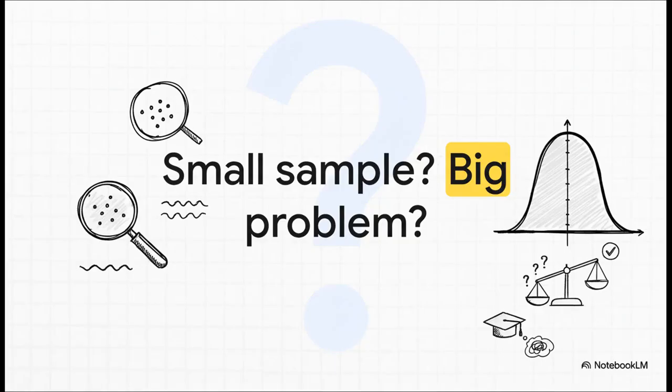So let's just dive right in with a problem that, let's be honest, every single data analyst or researcher runs into. You've only got a small sample to work with. So how in the world can you be sure about your findings? Is having a small sample a really big problem?